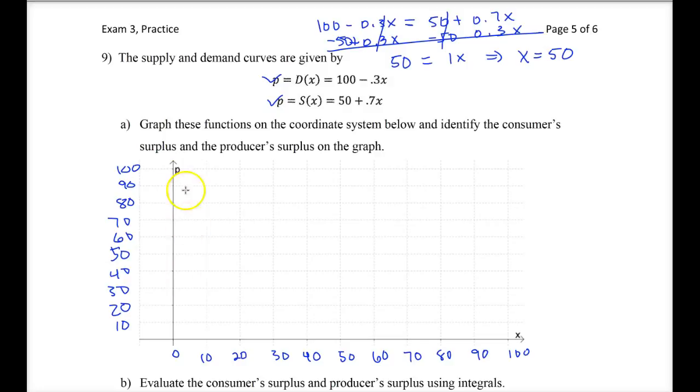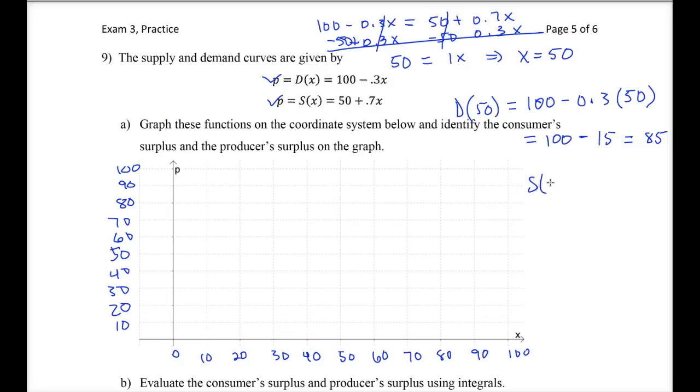P, which is going to be our price. And of course, we can plug in 50 into any one of these functions and we'll get the same thing. So if we do it into our demand function, we'll see that the 100 minus 0.3 times 50, that will just be 100, and then of course 0.3 times 50 is just like 30% of 50. That'll give us 15. Of course, that would be 85.